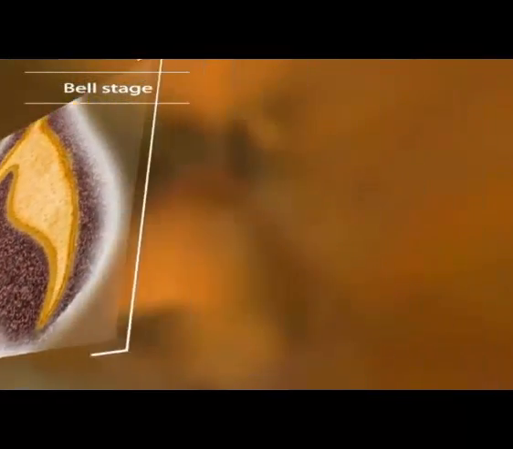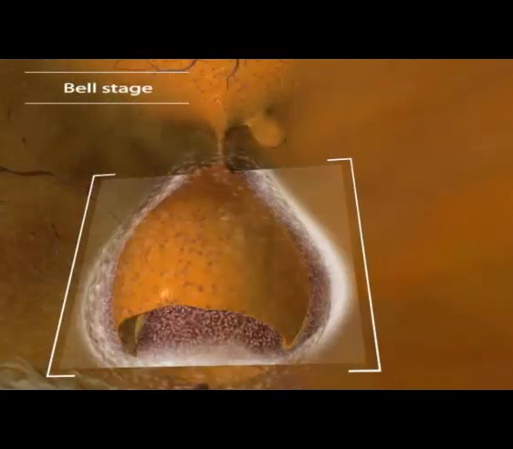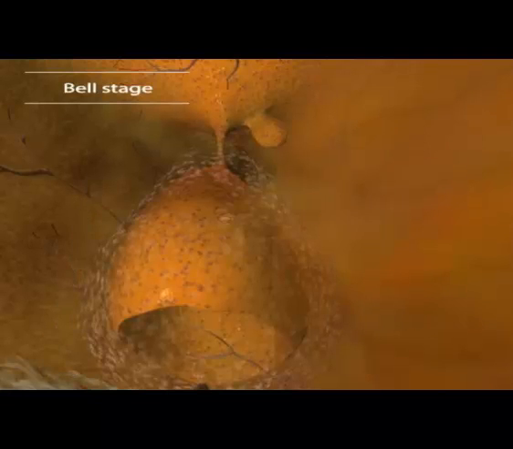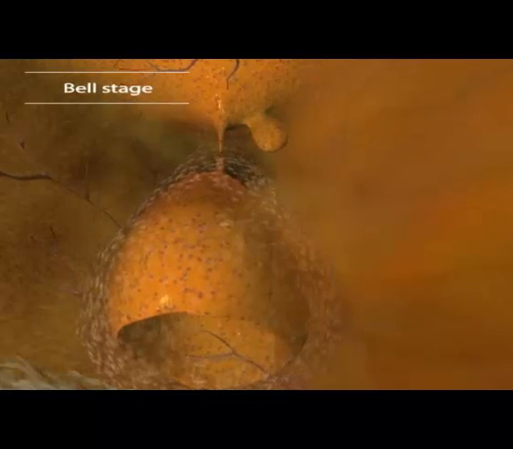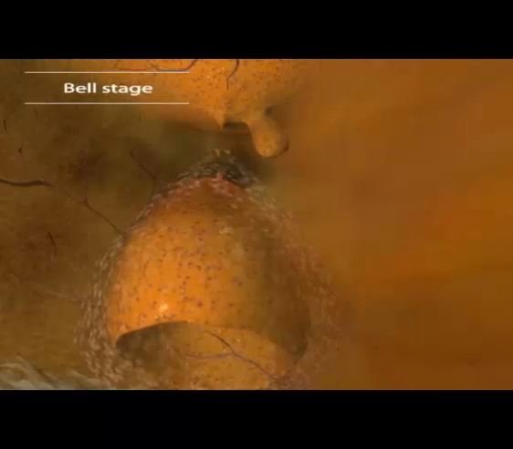By the time the tooth bud pinches off from the dental lamina at the end of the bell stage, the inner enamel epithelium has folded to form the shape of the future crown. With the scaffold to work on, the masons of the tooth world go to work.